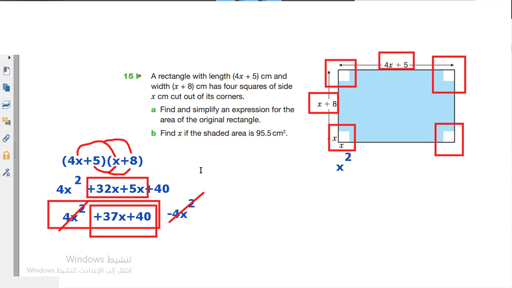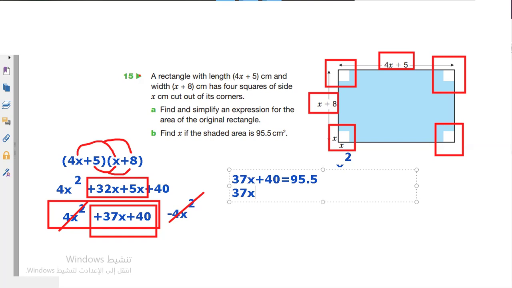Okay, so I'm going to write it here. So the shaded part will be 37x plus 40. What did they tell me here? They told me that the shaded area is 95.5. Now I'm going to say it equals 95.5, like this. And then I will start solving to find x.